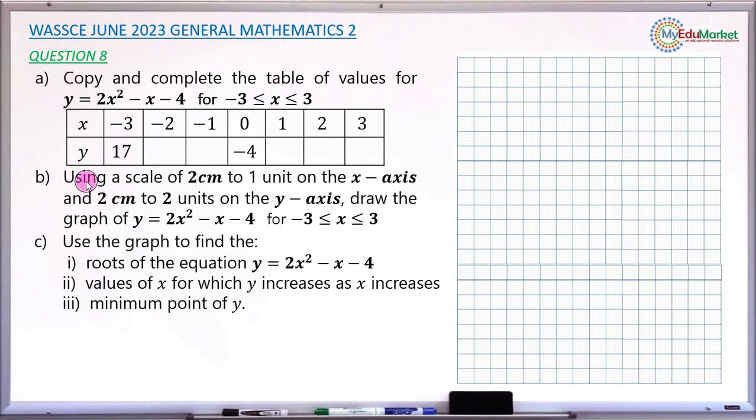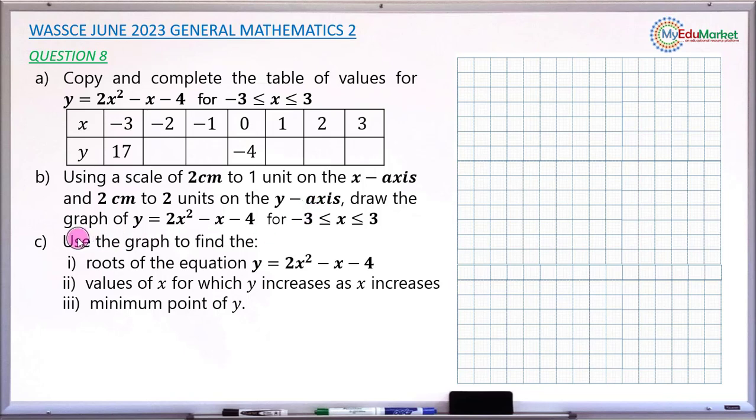Question B says, using the scale of 2 centimeters to 1 unit on the x-axis and 2 centimeters to 2 units on the y-axis, you are asked to draw the graph of this function y equals 2x squared minus x minus 4 for the same range of values of x given in this table.